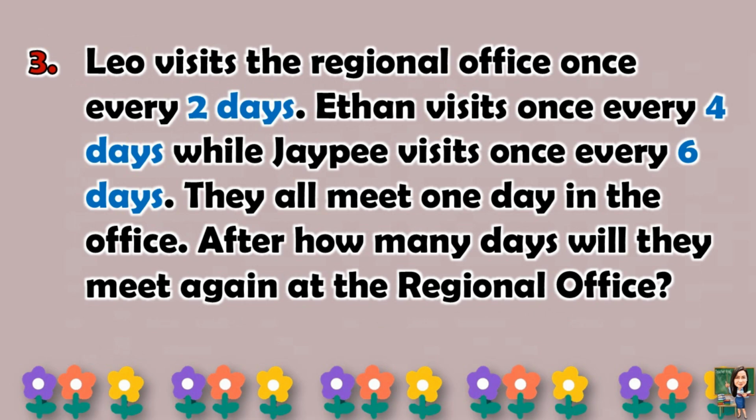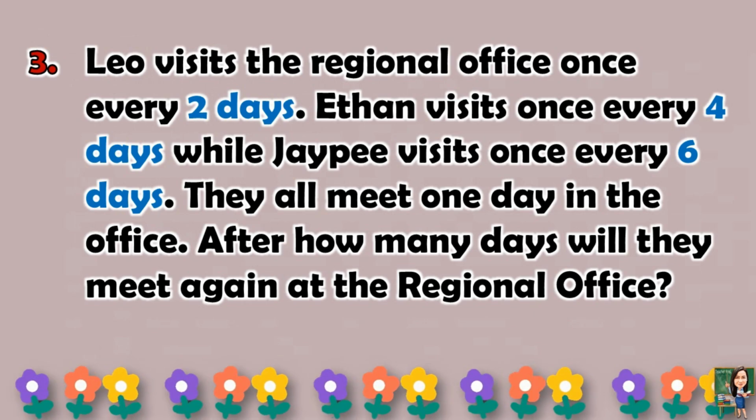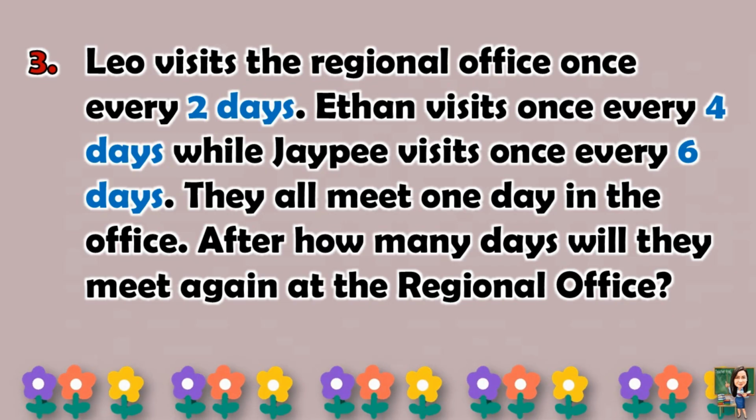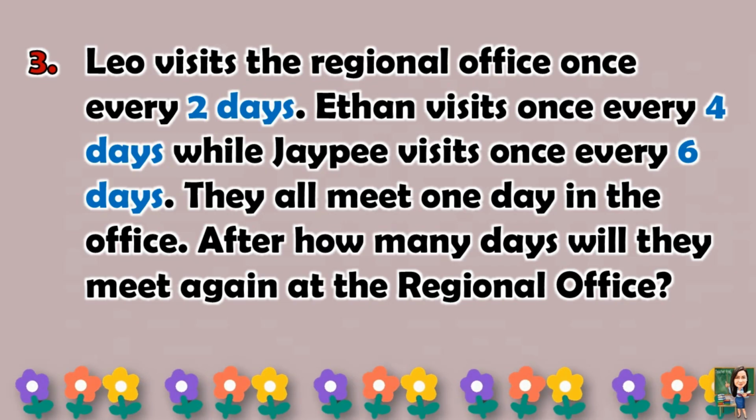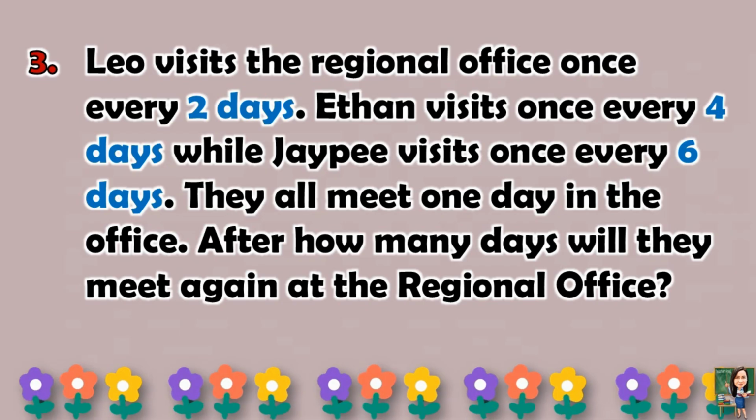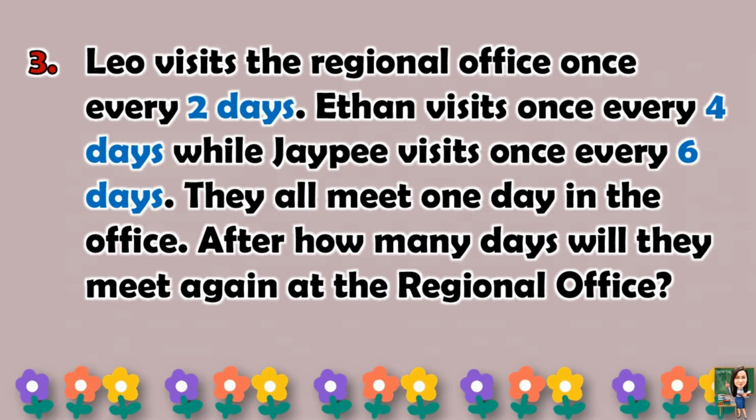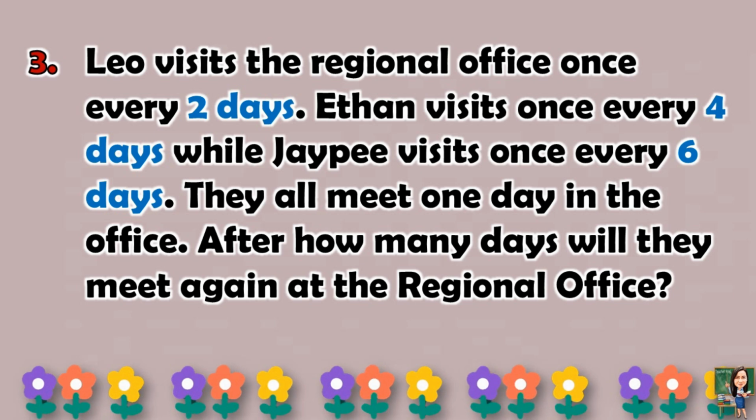Number 3. Leo visits the regional office once every 2 days. Ethan visits once every 4 days, while JP visits once every 6 days. They all meet one day in the office. After how many days will they meet again at the regional office?